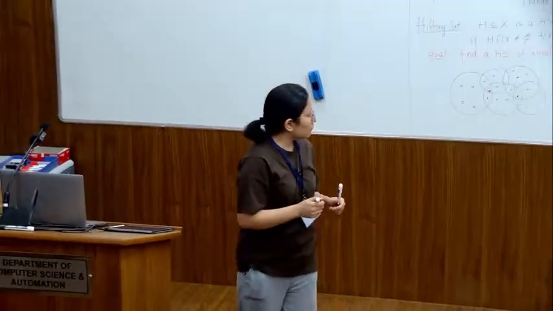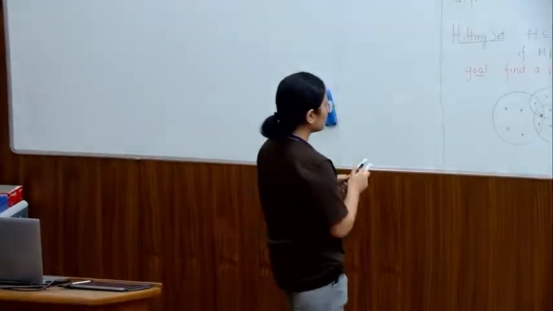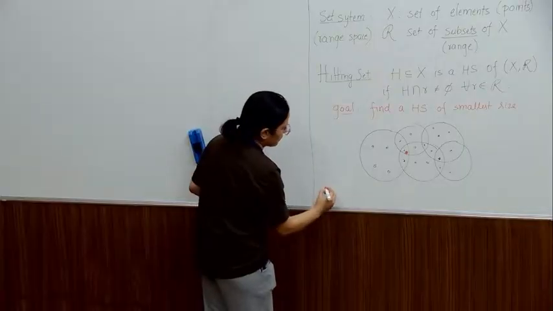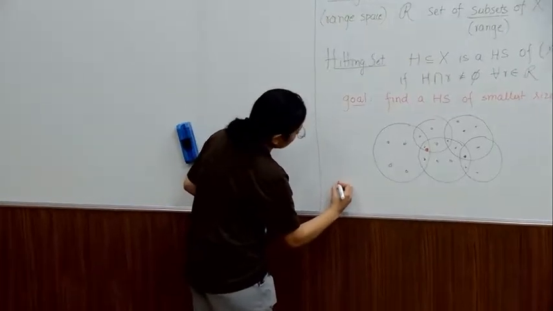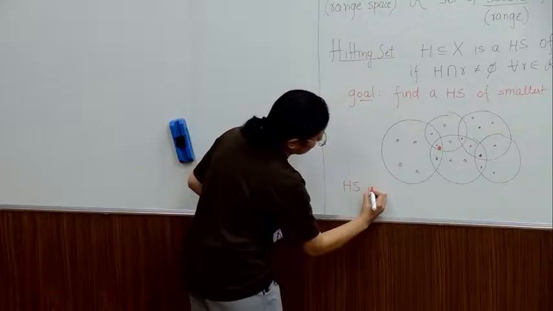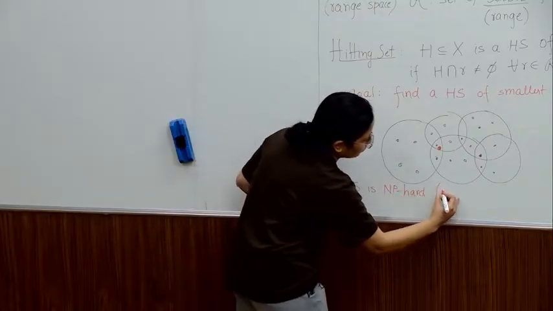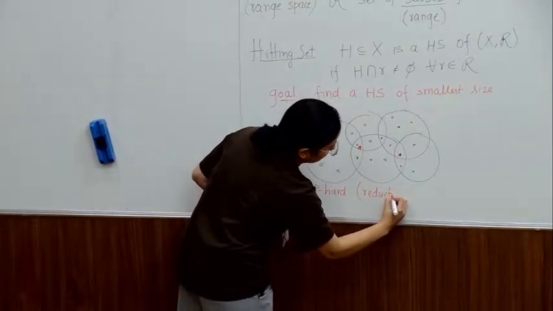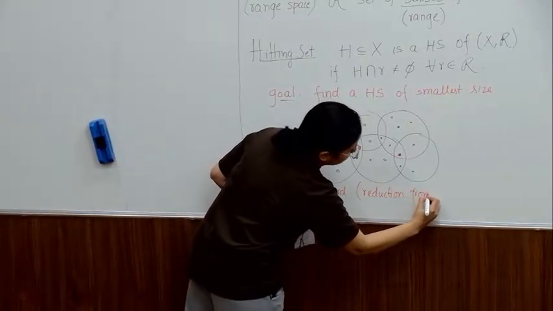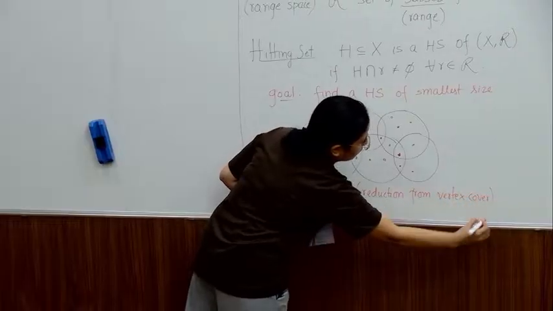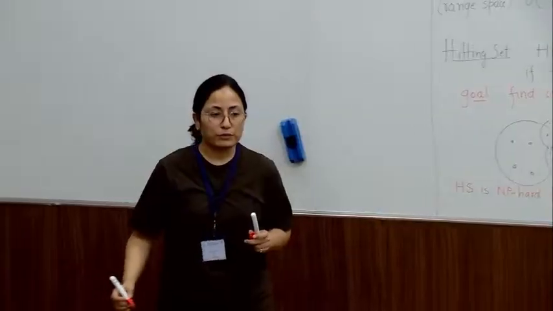Okay. Now this problem is known to be NP hard, and one can do a reduction from the vertex cover problem. So hitting set is NP hard, and you can try it on your own. It's a simple reduction from the vertex cover problem, which is already known to be an NP hard problem.